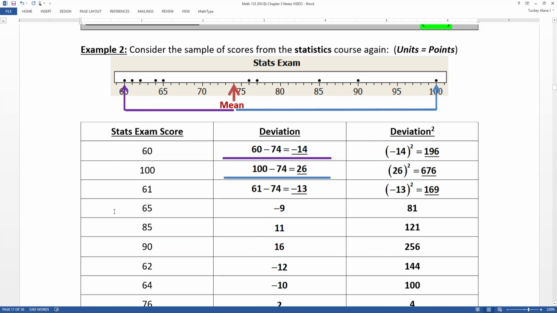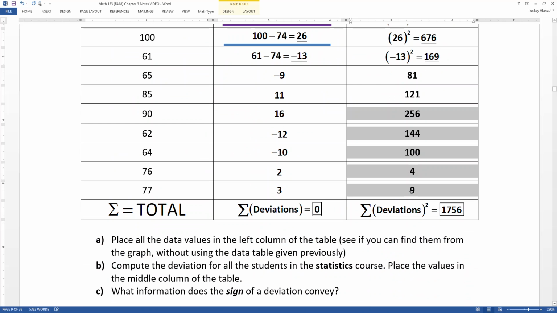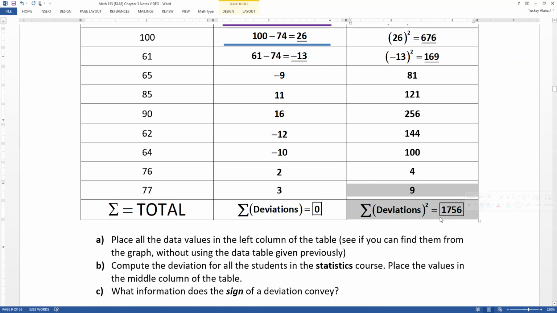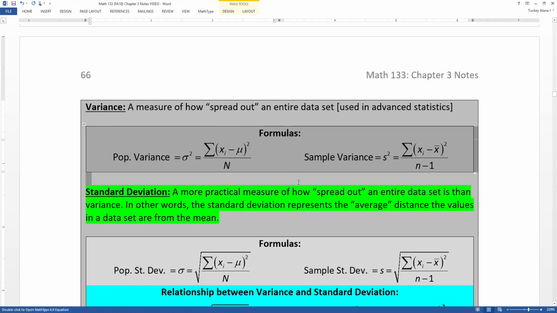We found the deviations, we squared them because otherwise when you add them all up they're 0. So we squared them to turn them all positive, then we added them all up and we got 1756. And then we took a moment to take a breath and realize, hey, that 1756 is the beginnings of something very powerful called the variance. Namely, it's the numerator in the variance formulas. So 1756 is the sum of the deviations squared.